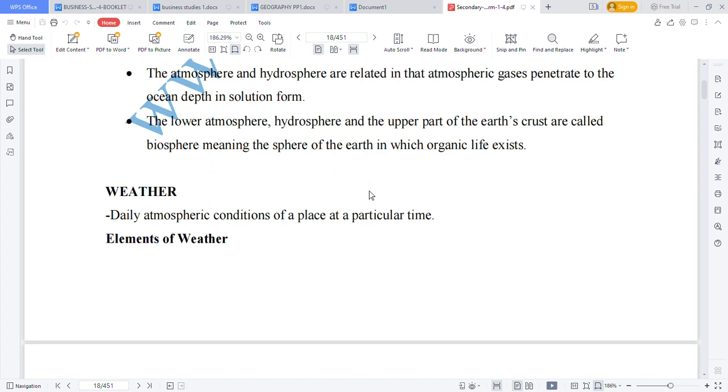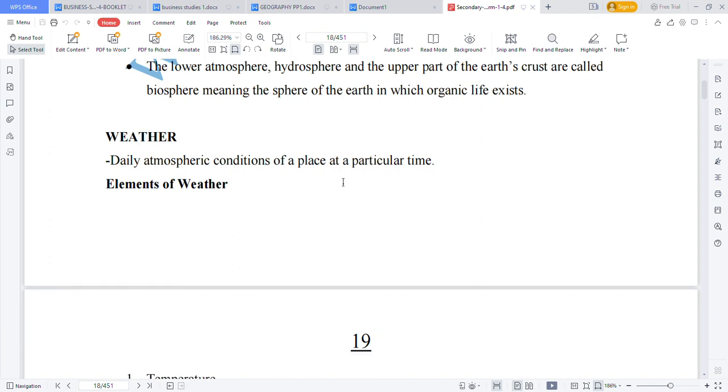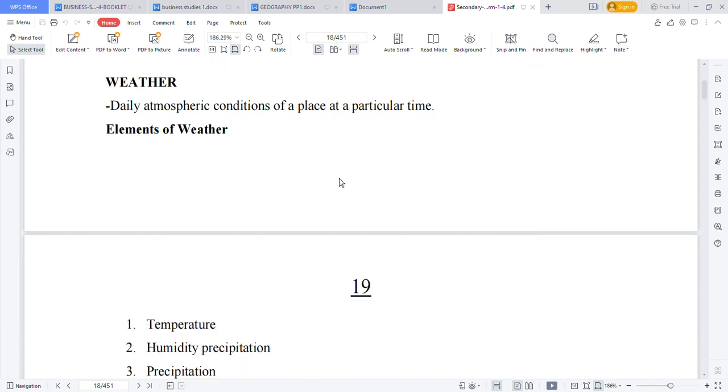We are going to talk about weather. Weather is very simple. So what is weather? Weather is just the daily atmospheric condition of a place at a particular time.